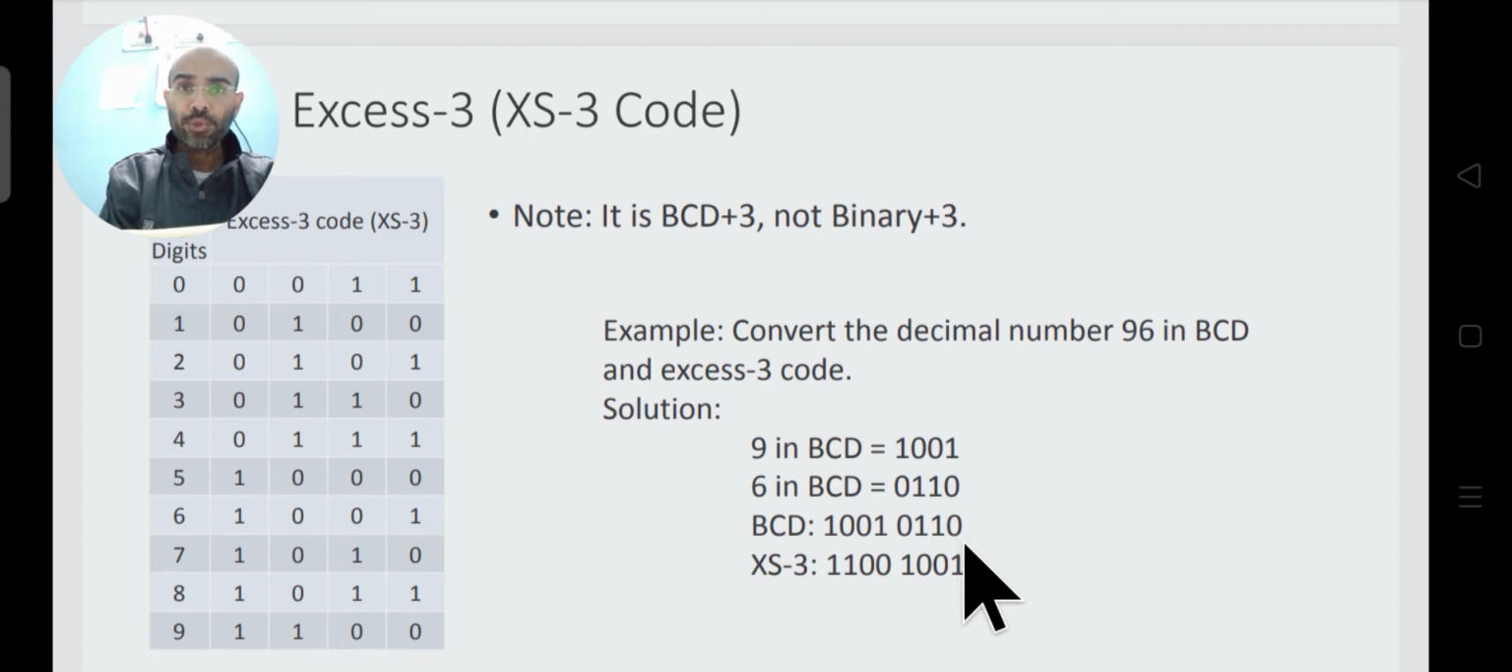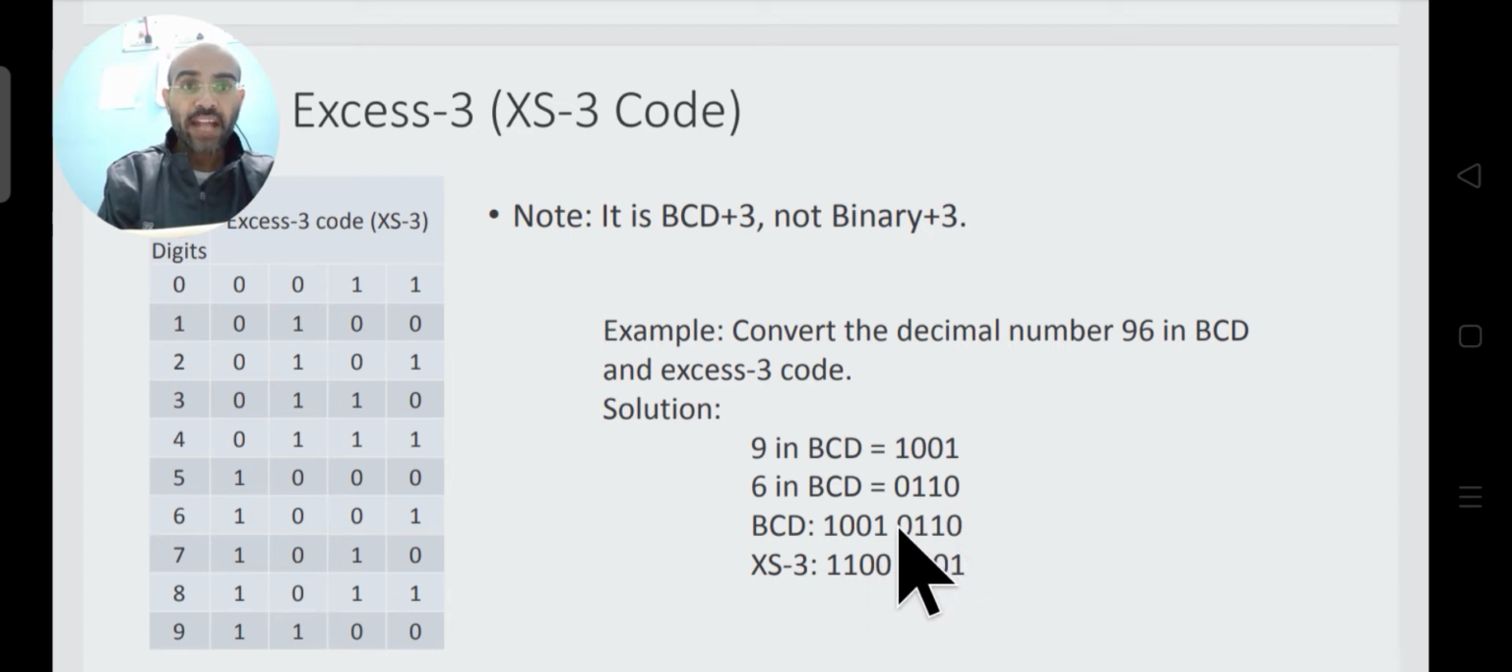Now if I want to represent the same number in excess 3, then I will add 3 to each of these BCD groups. So 1001, which is 9, plus 3 will become 1100, because you will add 0011. So 1 plus 1 is 0 with a carry, and so on, and you will find that it will be 1100.